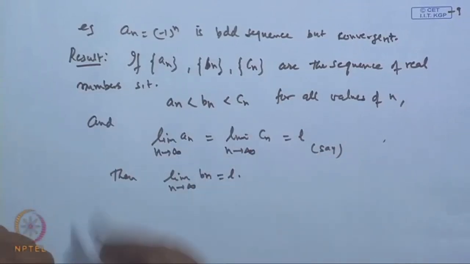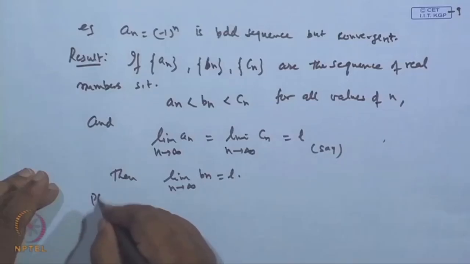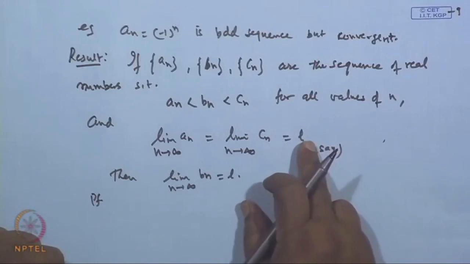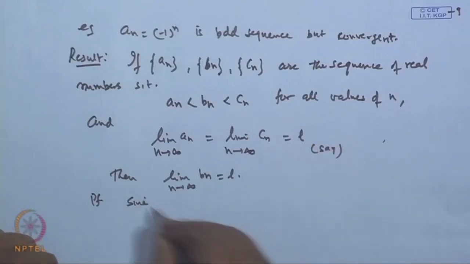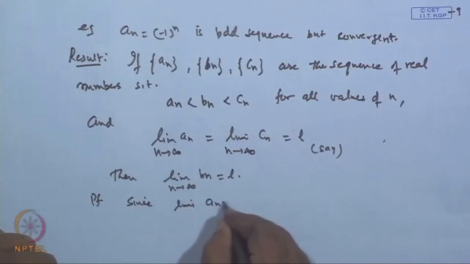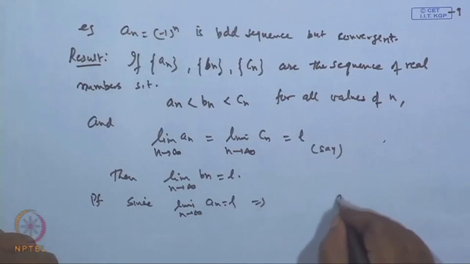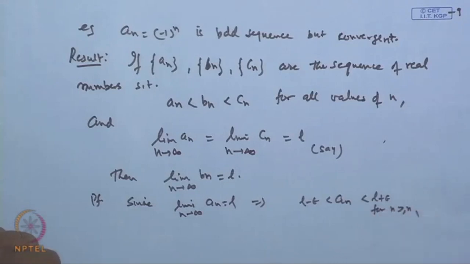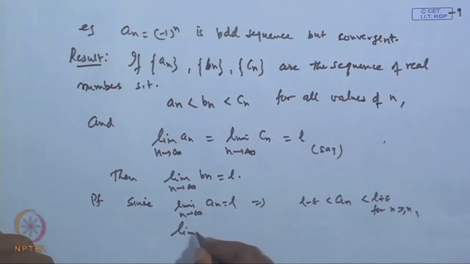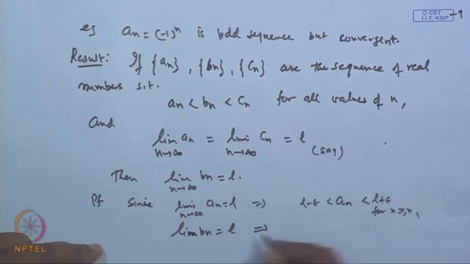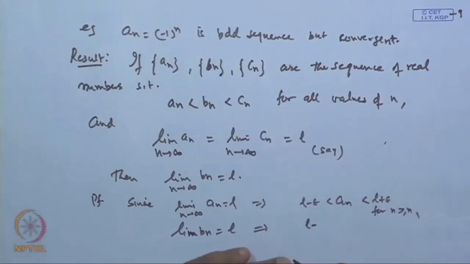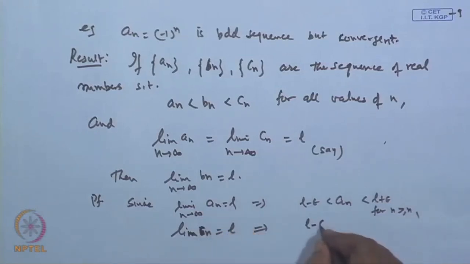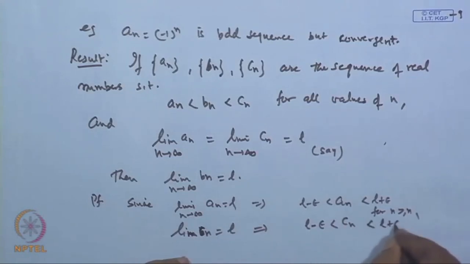The proof is very simple. Since the limit of a_n is L, it implies that a_n must lie between L minus epsilon and L plus epsilon for n greater than or equal to n_1. Similarly, the limit of c_n is L, so the same epsilon we can choose, or different also, L minus epsilon is less than c_n, less than L plus epsilon, for integers n greater than or equal to n_2.